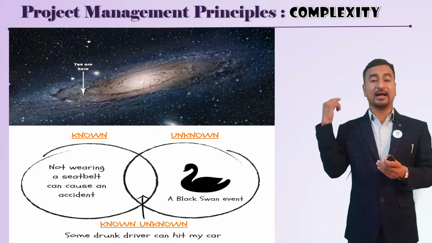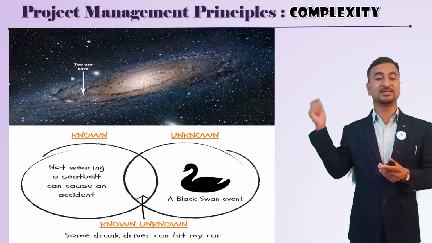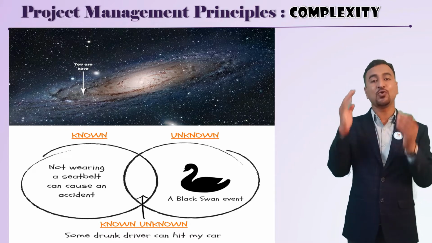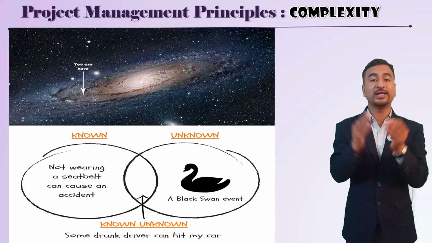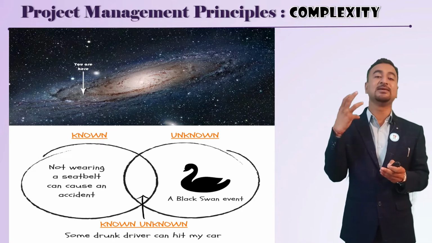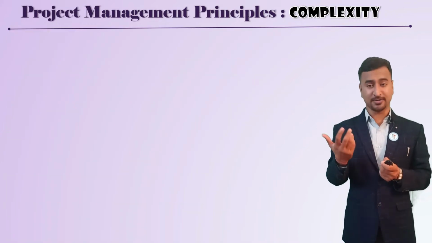I will give you an example using this universe. In this universe, we are a very teeny dot. There are so many things beyond our imagination which we don't even know. Those are the unknown factors, and that is a black swan event that may occur.